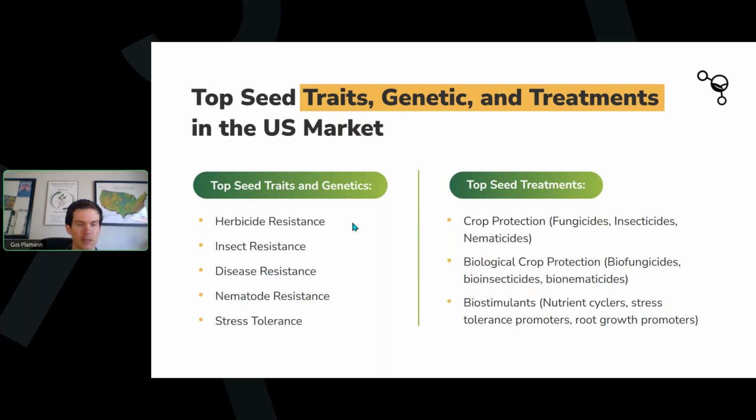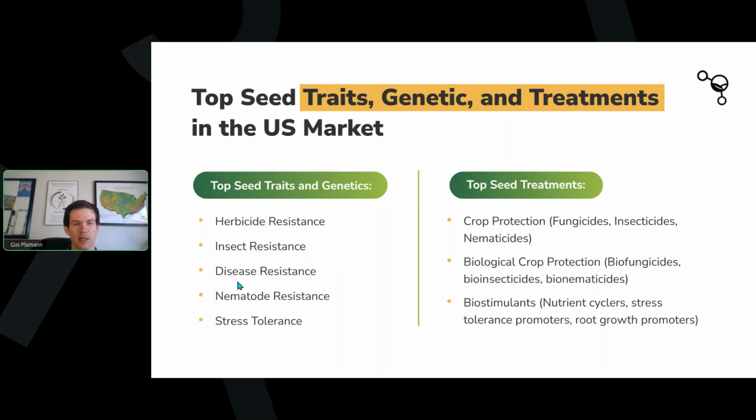So this is definitely not a comprehensive list, but just an overview of the top seed traits on the market, and also seed treatments. We're going to talk seed treatments today as well. As far as seed traits and genetics go, herbicide resistance is probably number one in the row crop space, particularly with crops like corn and soybean. Insect resistance, specifically the Bt trait used to confer resistance to insects, is also probably up there as one of the major traits on the market.